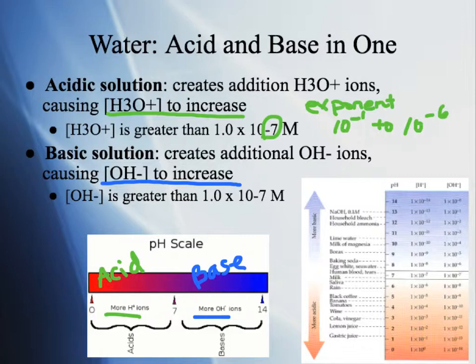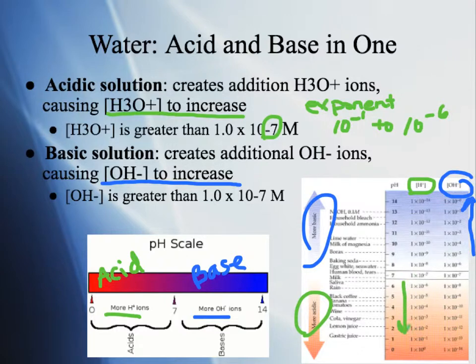And the other picture on this slide is a bunch of household examples, and kind of what their acidity versus basicity is. We can see that as we get more basic, our hydroxide ion concentration is going to increase. If we get more acidic, our hydronium ion concentration is going to increase. So we can see that there.